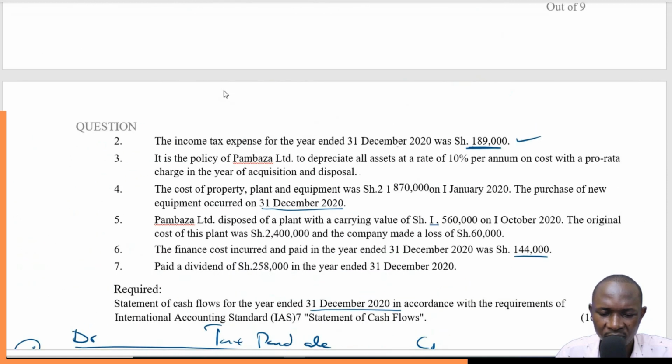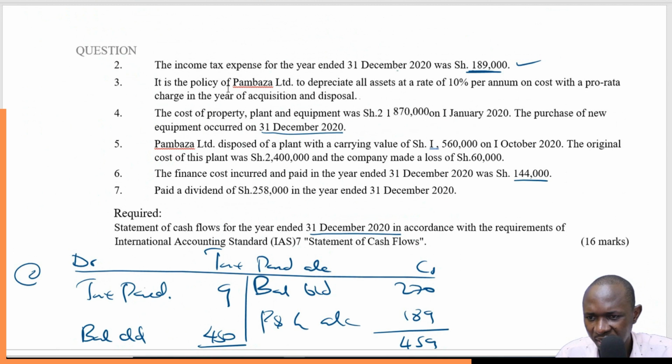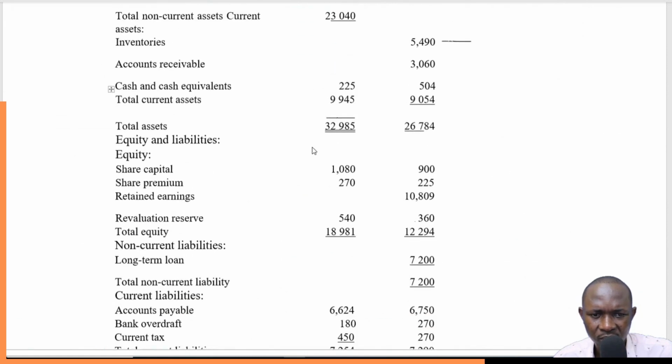Now depreciation. Depreciation is a non-cash item. There's a lot of work on depreciation. Let's just see. We need to understand this depreciation thing well. It is the policy of Pambaza Limited to depreciate all assets at the rate of 10% per annum on cost with a pro rata charge in the year of acquisition and disposal. The cost of property, plant and equipment was 21,870 on 1st January 2020. So let's check 1st January 2020 here.